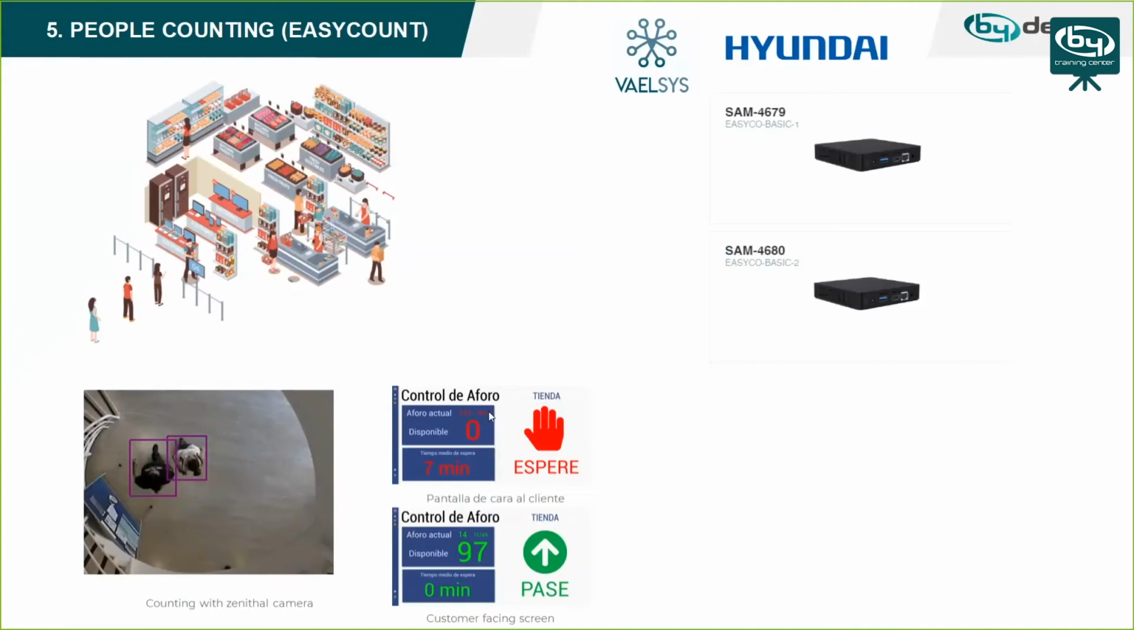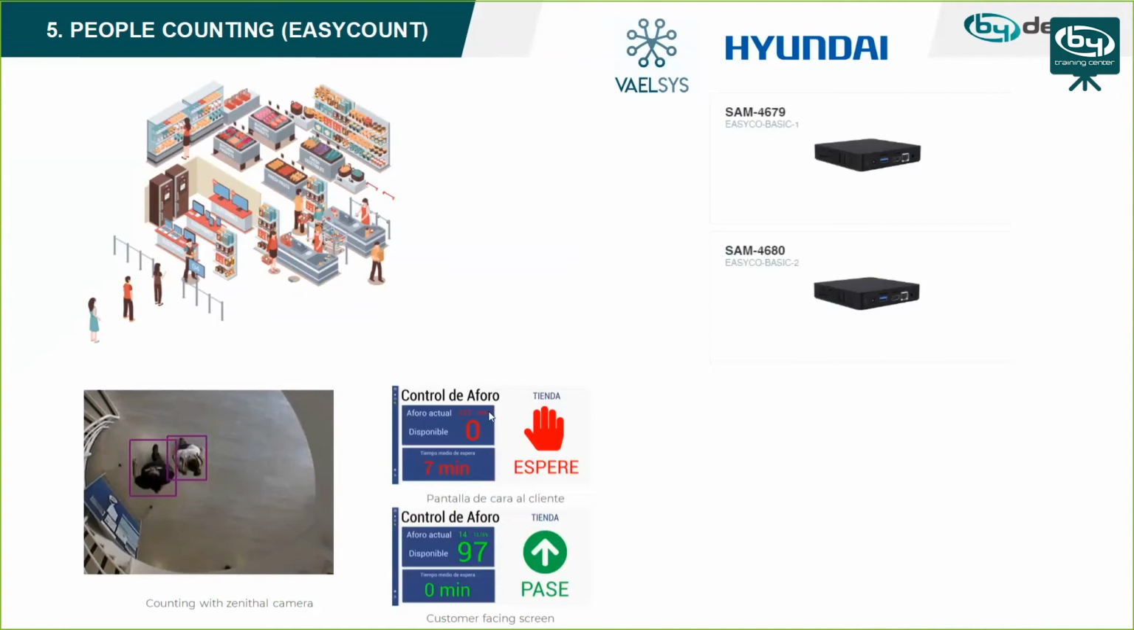And this information would give the exact number of people that have already entered the store, and the approximate time that the next person has to wait before he can enter the store as well. So it would give certain signs like stop and wait for a certain number of minutes, or it can tell you, okay, you can go in now.